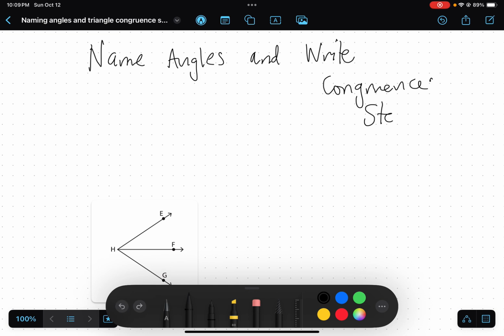Oh, I wish my handwriting was better, you guys. I'm sorry. Okay, and write congruent statements.